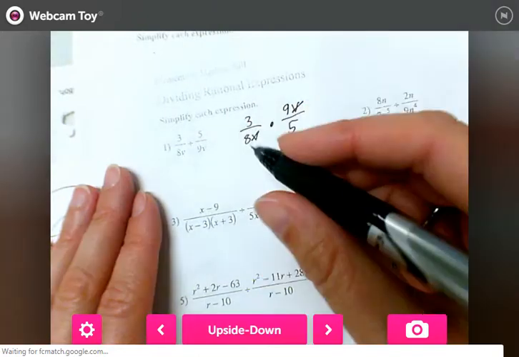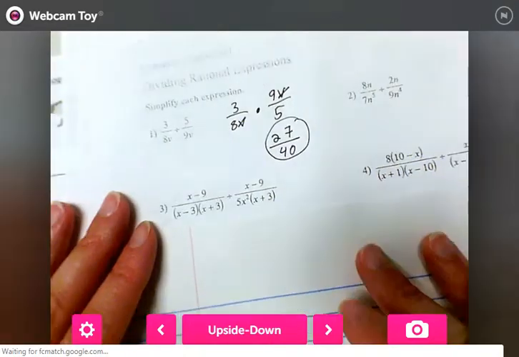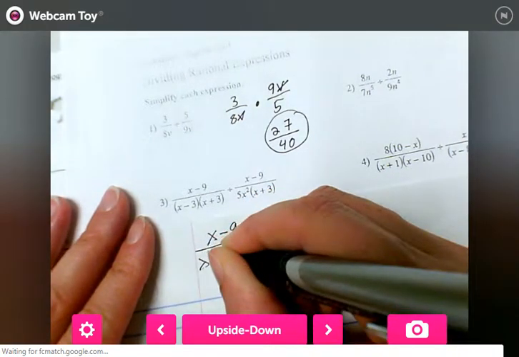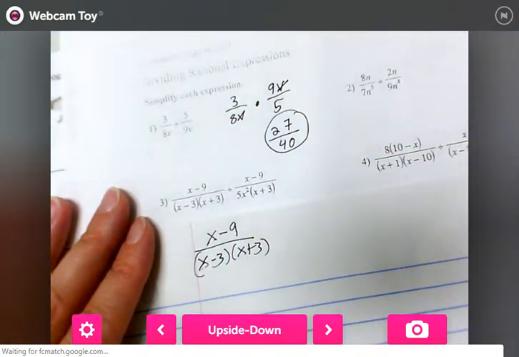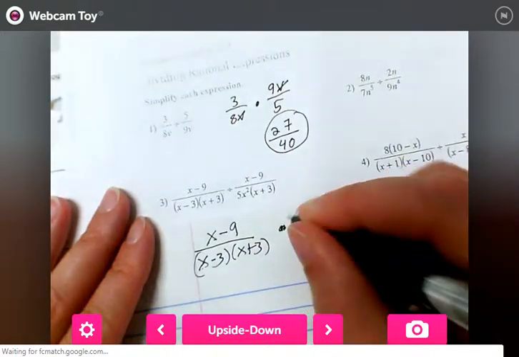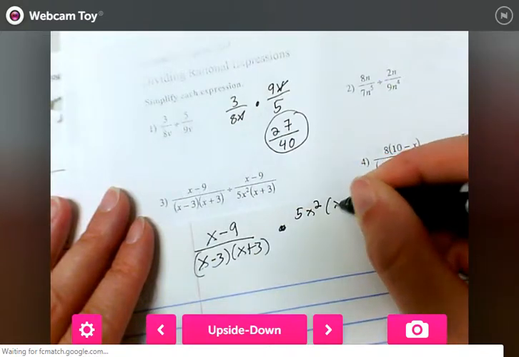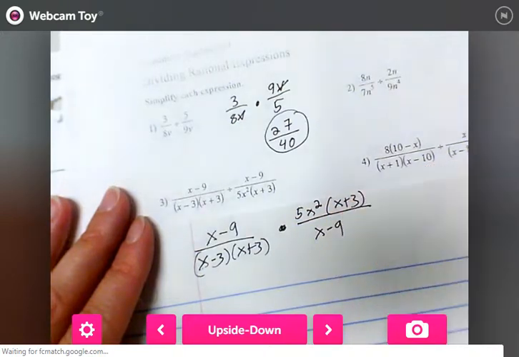Okay. So, as we go on with this, I don't feel like I have enough room here, so I'm going to do this on a separate sheet of paper. So I've got x minus 9 over x minus 3 times x plus 3. And then remember, I am going to multiply, so I'm going to flip these. So I'm going to have 5x squared on top times x plus 3 over x minus 9.